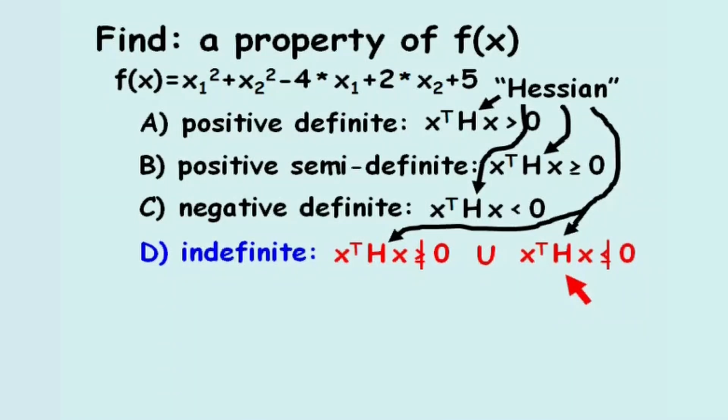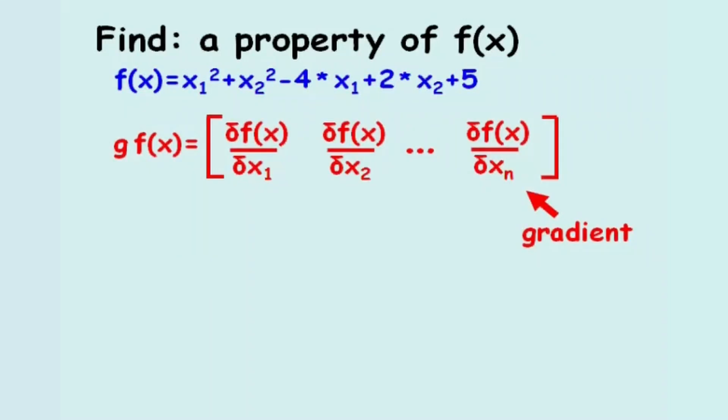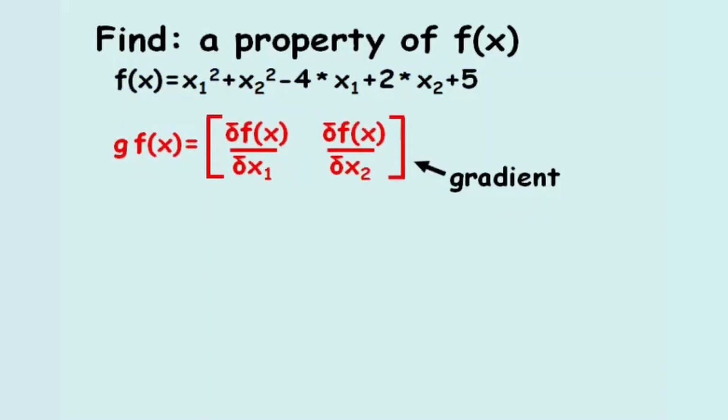Returning to our function f of x, we'll first evaluate the Hessian matrix H by first taking the gradient g of f of x, which is the first partial derivative of the function with respect to all n variables. Since we only have two variables, x1 and x2, the gradient is a matrix sized one row and only two columns, and equates to 2 times x1 minus 4, 2 times x2 plus 2.